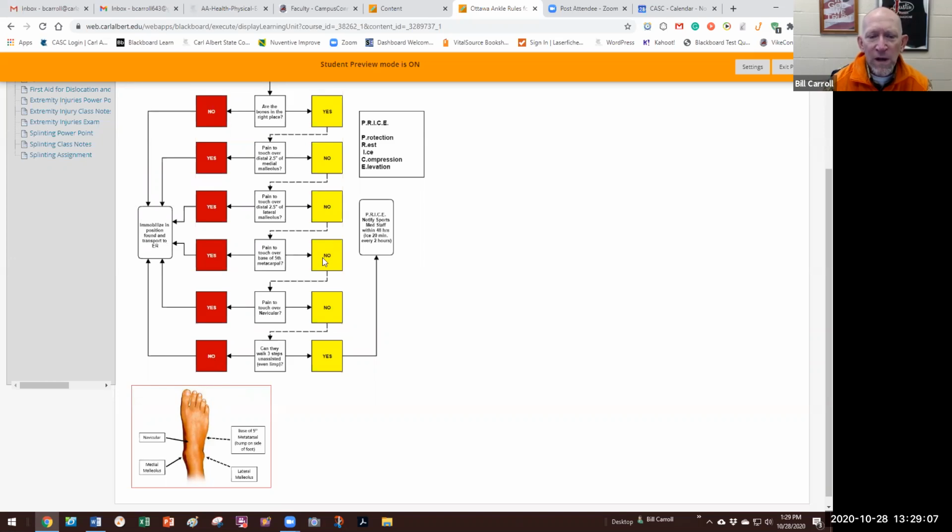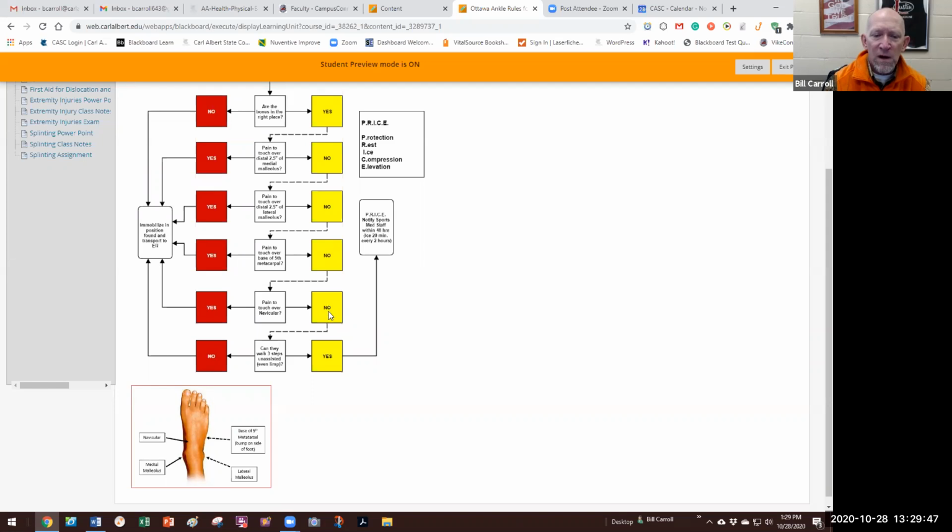If it's no, we come over here. We're going to say pain to touch over the navicular. Now the navicular is located in this portion of the foot. It's a rectangular bone and it's found just where the foot starts in there. So about in that area. And we're going to poke on it. It's what's called a tarsal bone, and those of you who've had anatomy should know what tarsals are. And if it hurts to touch over that, I mean, again, we're poking on it. We're not just namby-pamby, we're poking on it. Then yes, transport to the ER.